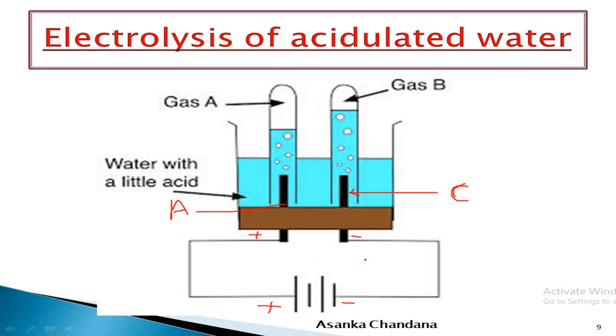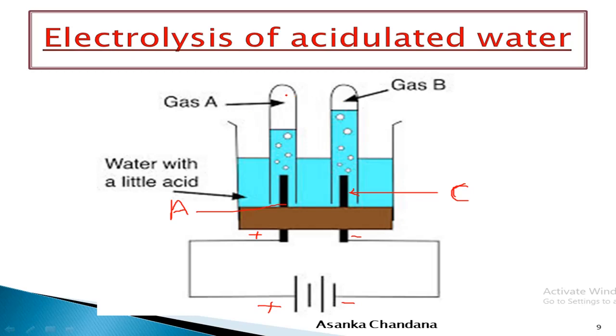Right. If you do this experiment, you can observe that the gas collected in A is larger than gas B. There is approximately a 2:1 ratio between gas A and gas B. Right. So what is the conclusion? You can observe, what is this gas?